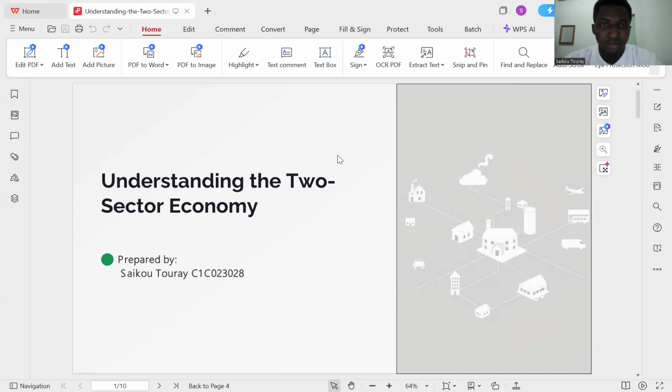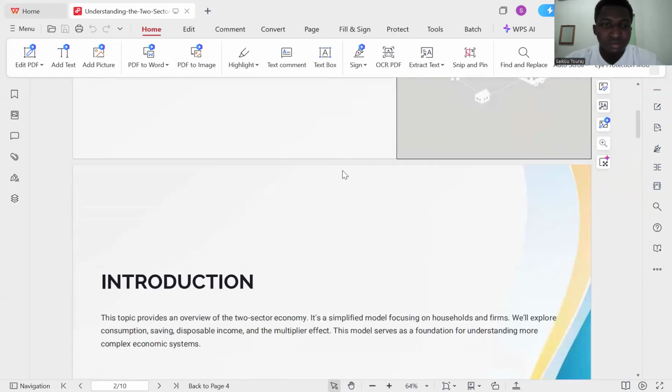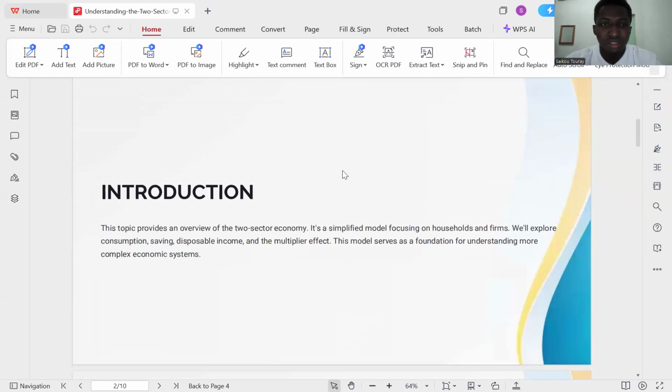Today I'm here to explain understanding the two-sector economy. So without wasting any time, we can go straight and take a look at it. Here we have the introduction. As we all know, any good presentation requires an introduction for the audience to have an overview of what you want to discuss.